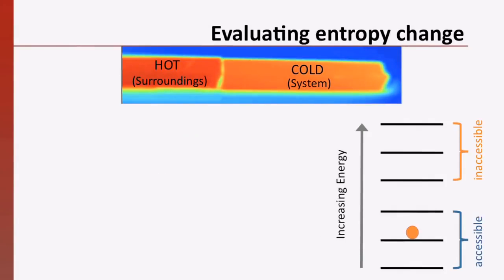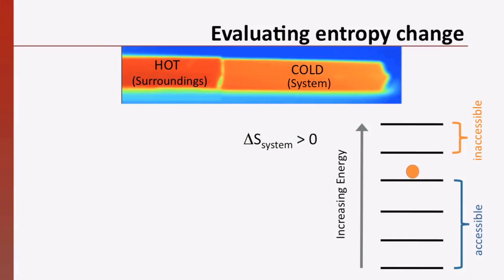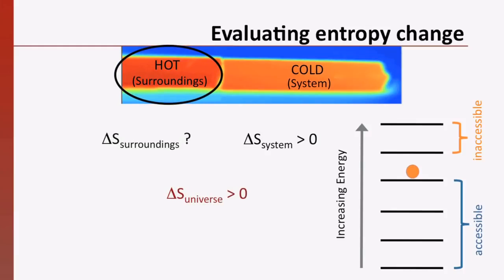Let's start with the system first. The transfer of energy to the cold bar will allow the molecules in the cold bar to access new energy levels that they could not reach before, increasing the number of possible microstates for that system. So, we would suspect that the entropy change for this system is positive. But what about the surroundings? The total entropy of a system and its surroundings has to increase if the process is spontaneous.